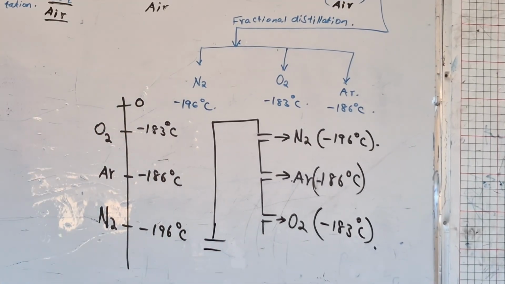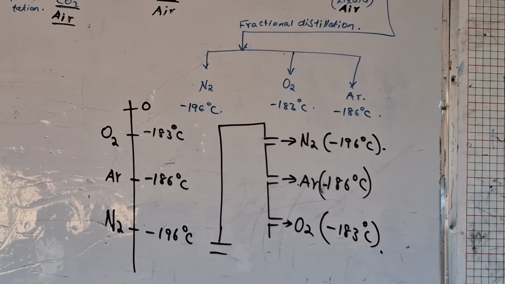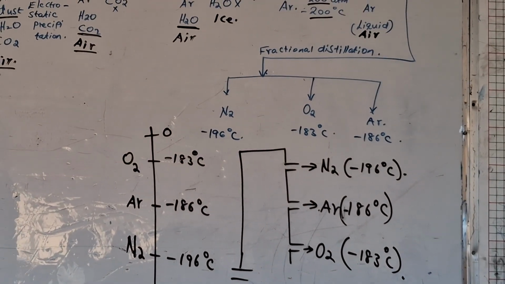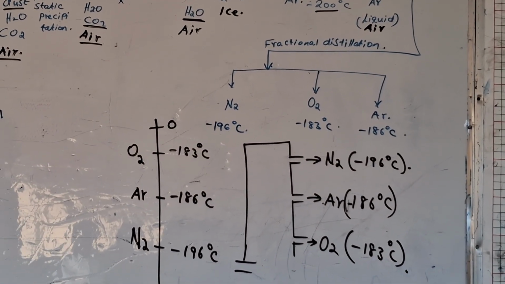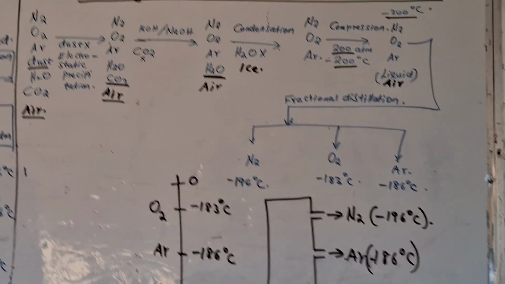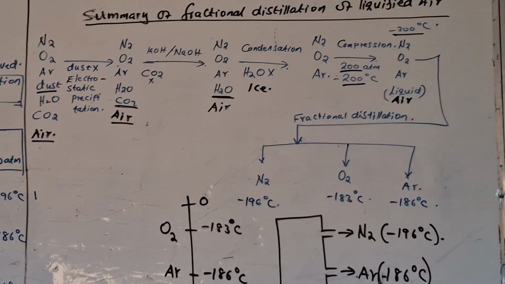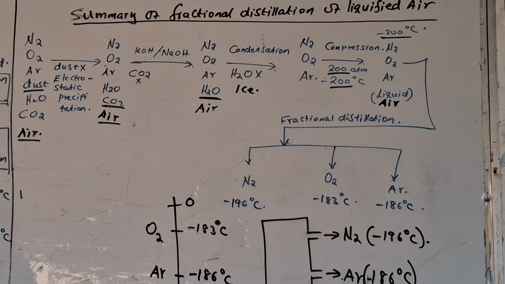Usually, the liquid with the lowest boiling point comes out first, or distills out first, followed by the one which has the highest what? Those which have got higher boiling points.